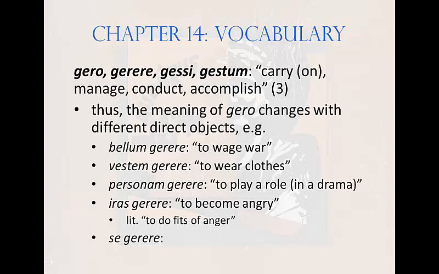Finally, se gerere, to do yourself. No, it does not mean that. It means to conduct oneself, to behave. It's an idiom evidently you need to learn, and it's definitely going to be on the test.